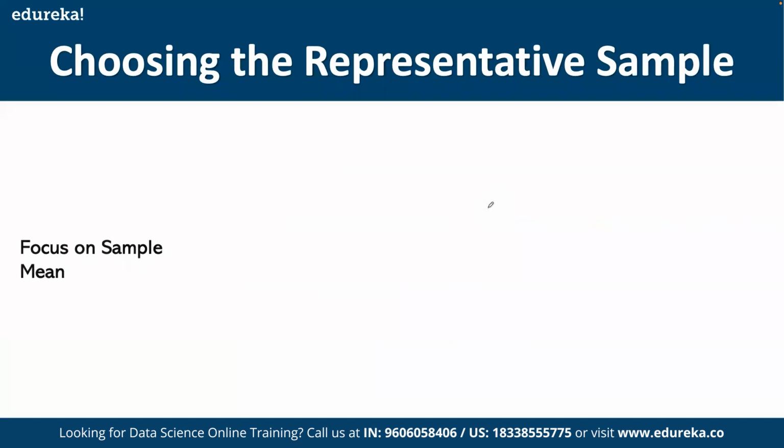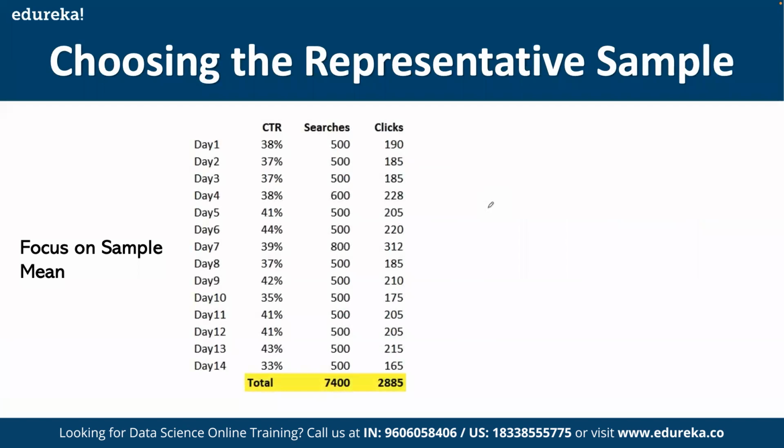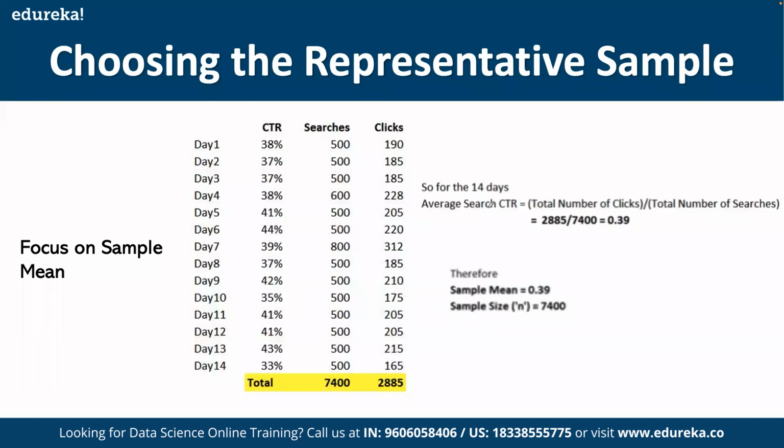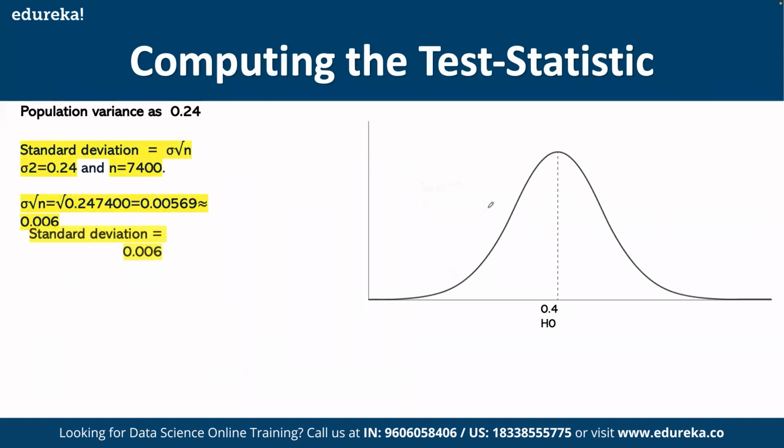Now, once you have the population, you're going to collect a sample from the population and you will focus on the sample mean. Once you find the sample mean, this is what we would get as an average CTR. So the average search CTR is 0.39, the sample mean is 0.39, and we have a sample size of 7400. With this information, we are going to compute the test statistic.